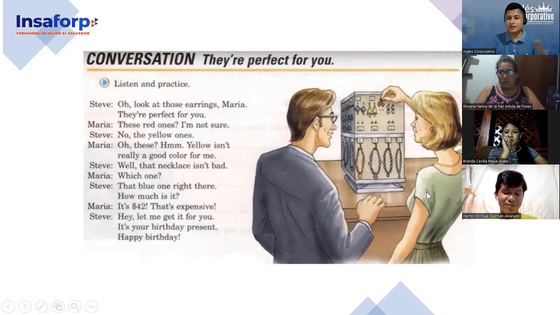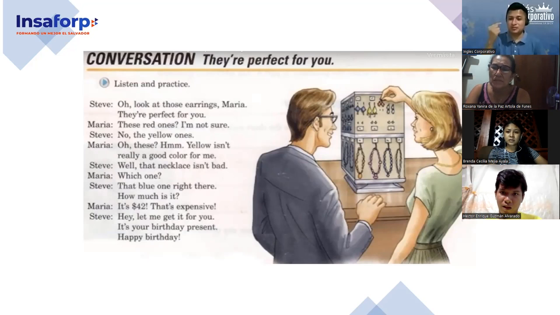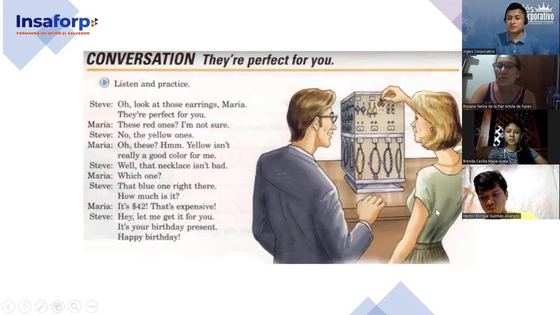Roxana, helping, please. Roxana, your microphone is off. I'm sorry. That's okay. The girl use a t-shirt? Oh, a t-shirt, pero él dijo una blusa, right, Hector? That's what you mentioned, una blusa. How do you say blusa in English? Anybody? Blouse, very good. A blouse, very good.